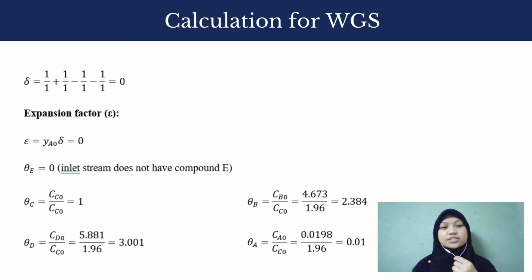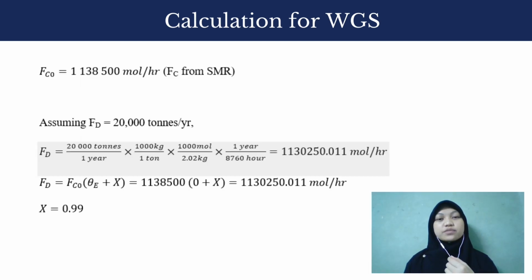To start the calculation, the expansion factor is calculated since the reactants are gases. Since the expansion factor is equal to 0, the volume of the PBR remains the same, and delta for all species is calculated. Next, FC0, the flow rate of carbon monoxide, is obtained from SMR, and assuming the flow rate of hydrogen is 20,000 tons per year, it is calculated for a conversion X equal to 0.99.